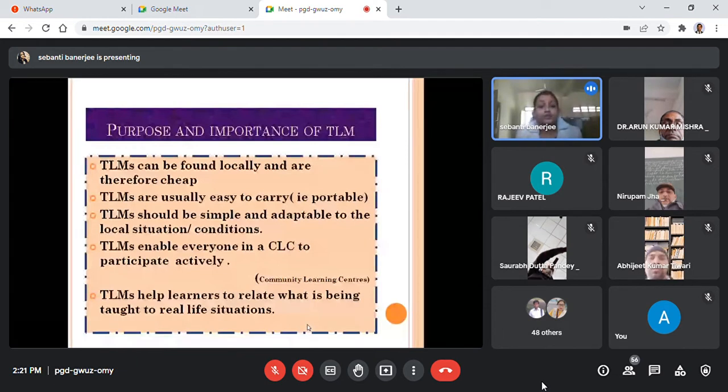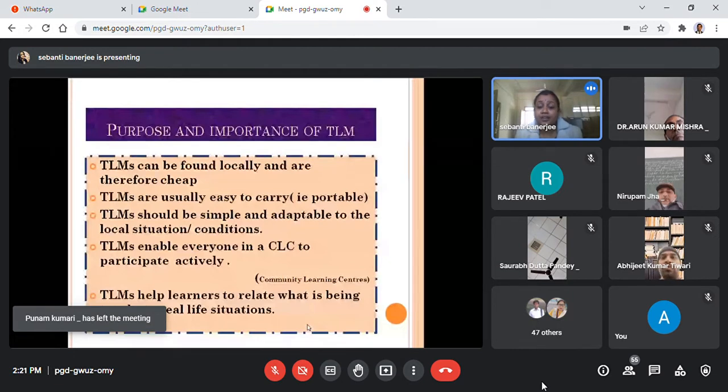It should be portable, so that the teachers can easily carry it to the classroom and show it to the students. If the students come forward, they are more interested in it. It should also be easily handleable, so that the students as well can handle the TLMs. And it enables everyone in the CLC to participate actively.